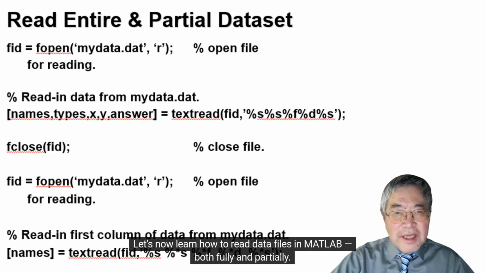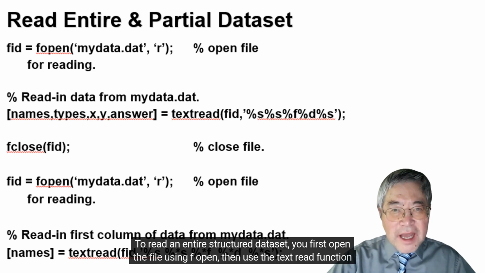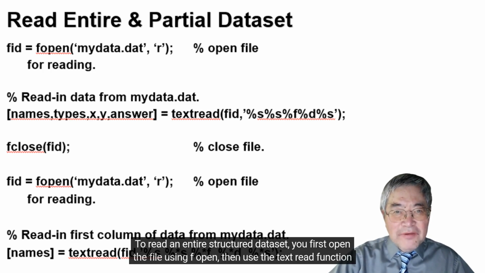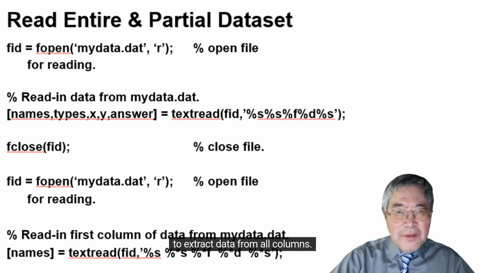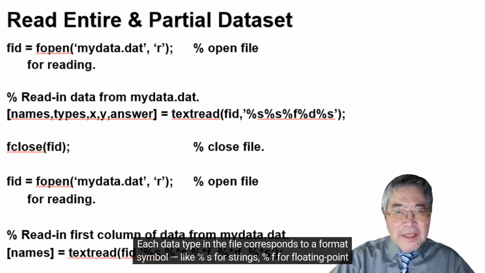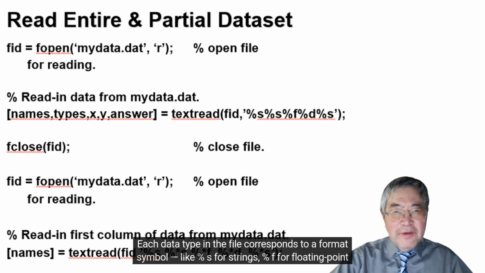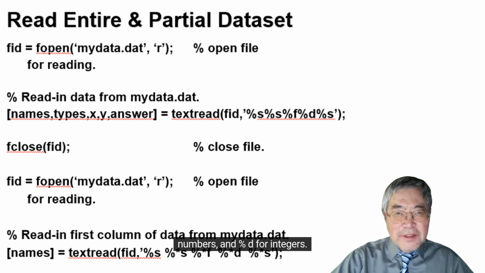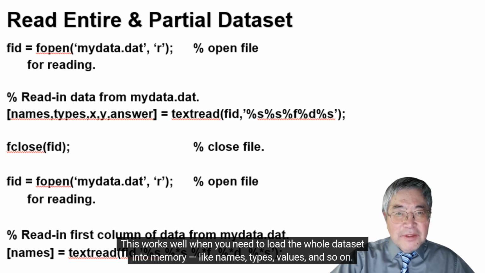Let's now learn how to read data files in Matlab, both fully and partially. To read an entire structured dataset, you first open the file using fopen, then use the textread function to extract data from all columns. Each data type in the file corresponds to a format symbol like %s for strings, %f for floating point numbers, and %d for integers. Matlab assigns each column to a variable automatically. This works well when you need to load the whole data set into memory, like names, types, values, and so on.